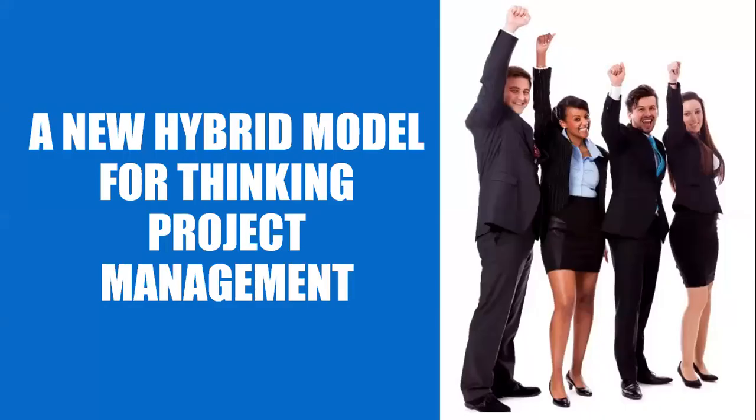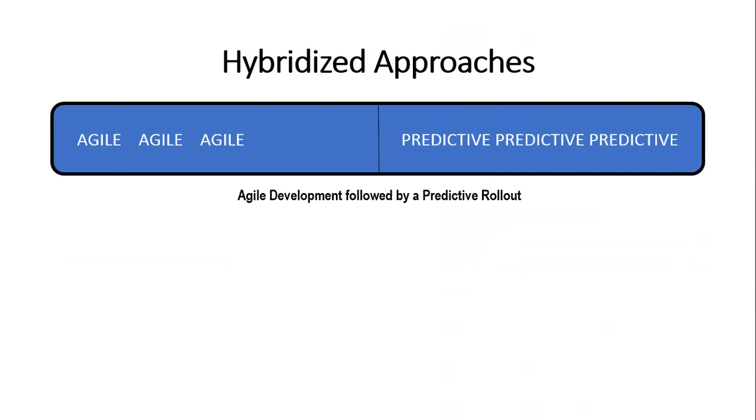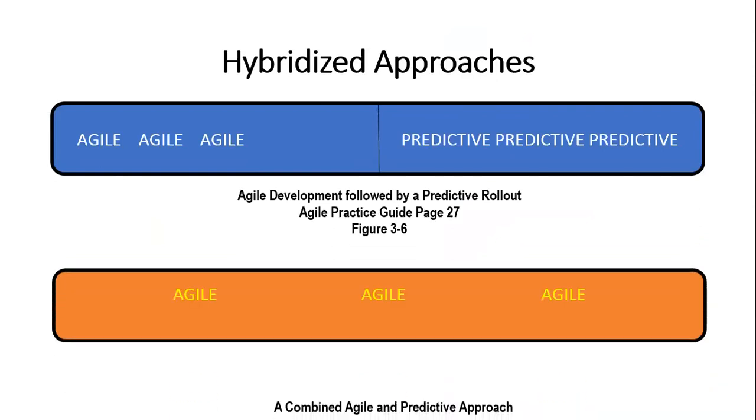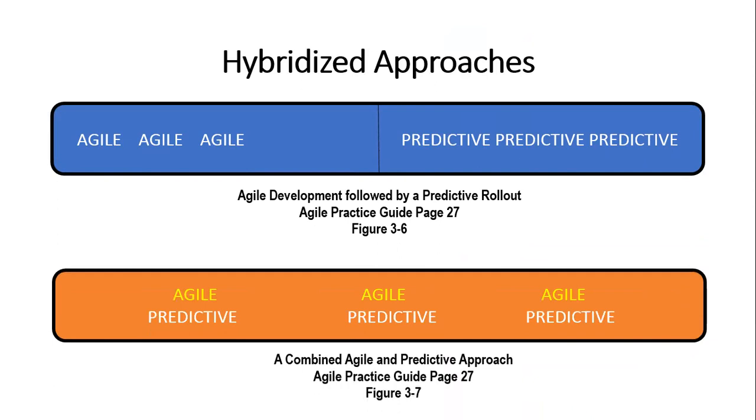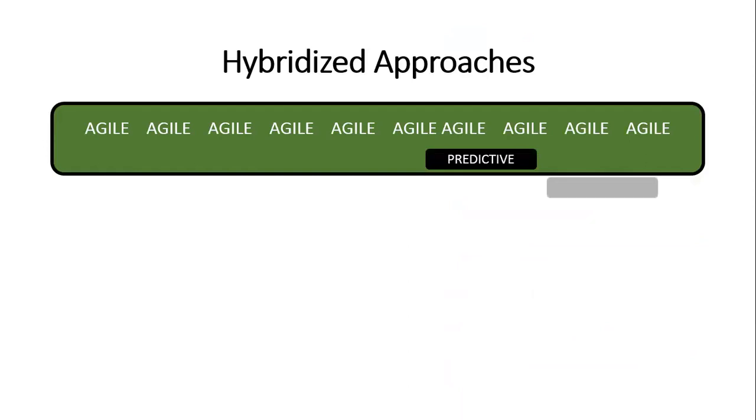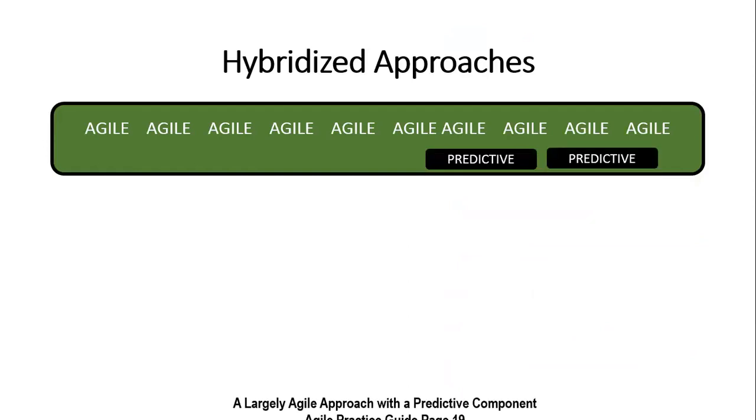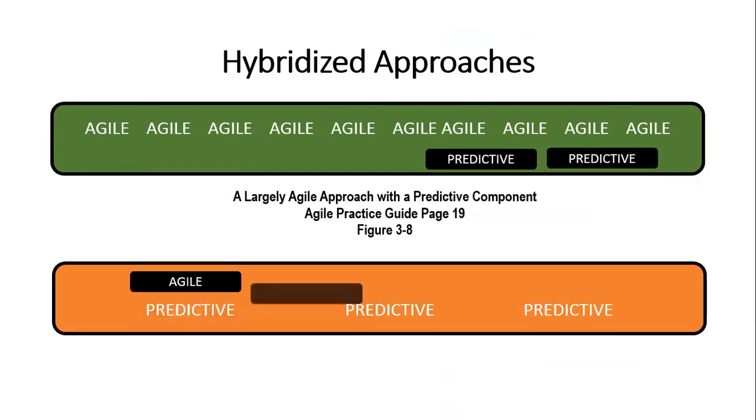The PMI presents models for hybrid thinking. I'll just show you a couple of them and we'll be done. One way of thinking hybridly is to do things in a split, agile followed by predictive, or an agile and predictive approach, both of them simultaneously. Or think about an agile project with a little bit of a predictive component, or a largely predictive project with an agile component.